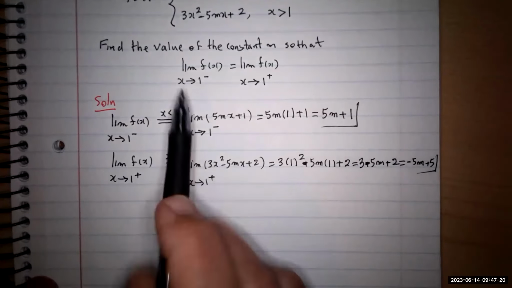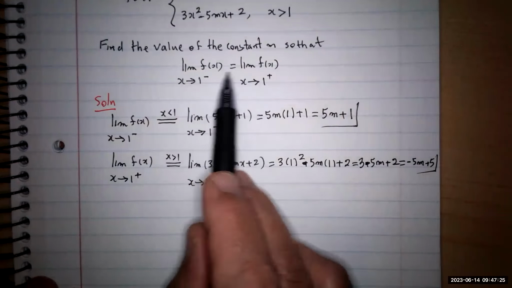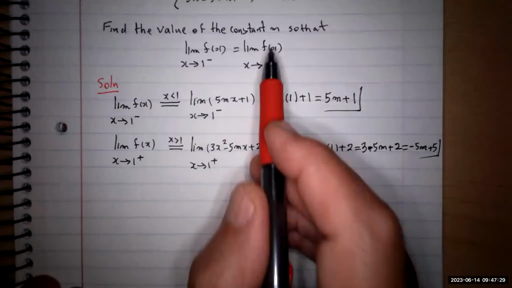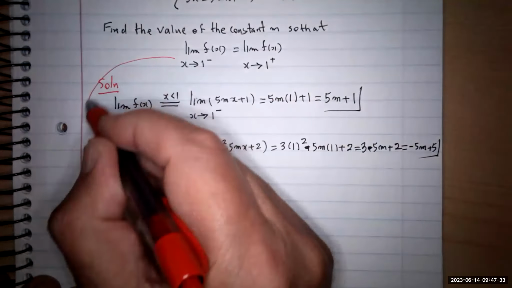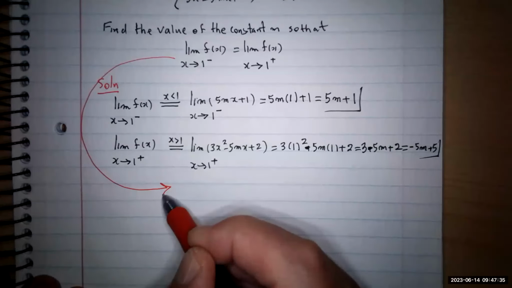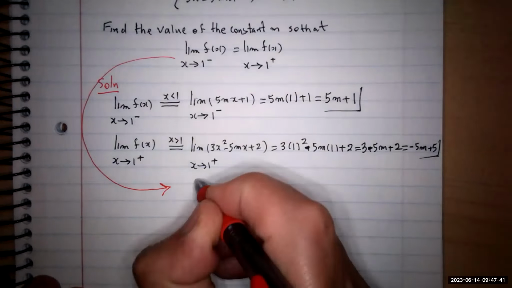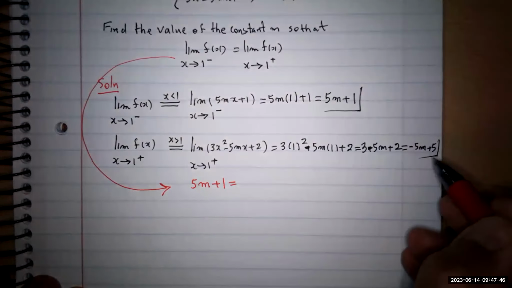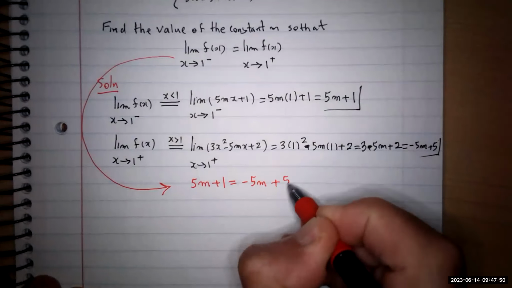Okay, so I find the left-hand side and the right-hand side of the inequality that I have. According to the information, you want to find the m so that they are equal to each other. So what you're going to do is let them be equal to each other. You have the 5m plus 1 for the first part, and you have the negative 5m plus 5 from the second part. You see?